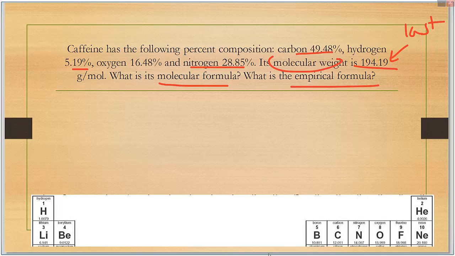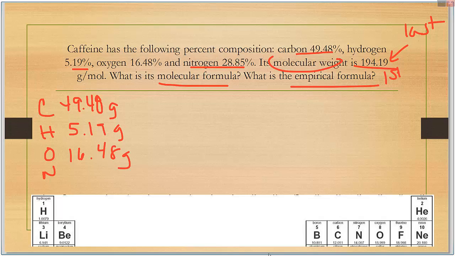You have to determine the empirical formula before you do the molecular formula. So we're going to do the empirical formula first. Let's take all of these individually. We have carbon, hydrogen, oxygen, and nitrogen. Carbon is 49.48. Percent to mass will be in grams. Hydrogen is 5.19 grams. Oxygen is 16.48 grams. And nitrogen is 28.85 grams. This is a big one, so it's going to be really snug in the PowerPoint, so keep that in mind.